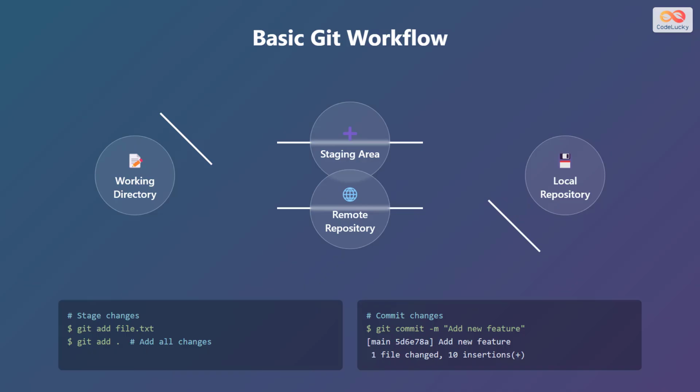To stage changes, use the command git add file.txt or git add . to add all changes. To commit changes, use the command git commit -m "Add new feature". This saves the changes with a descriptive message.